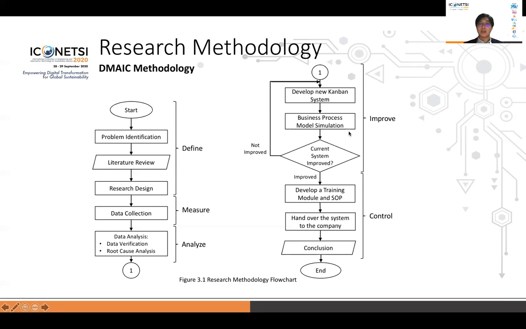If it is improving, then it will go to the control phase, where I will develop a training module and SOP. I will also hand over the system to the company before the conclusion.